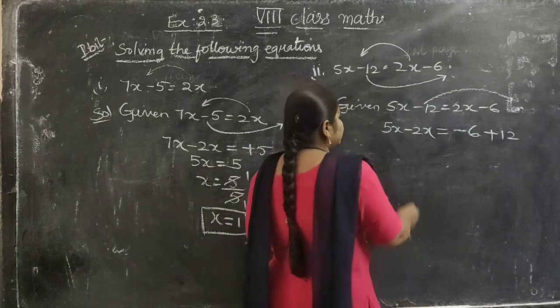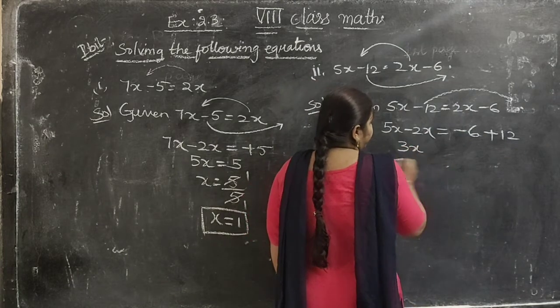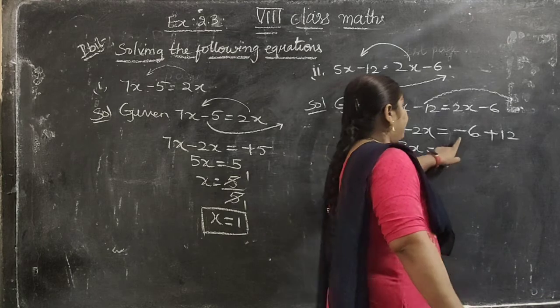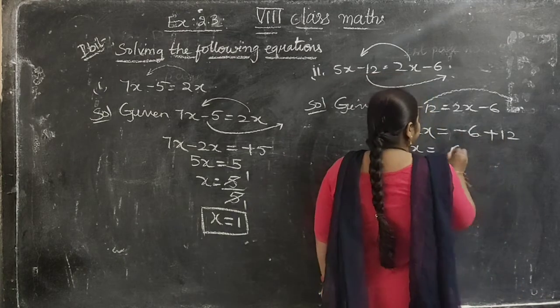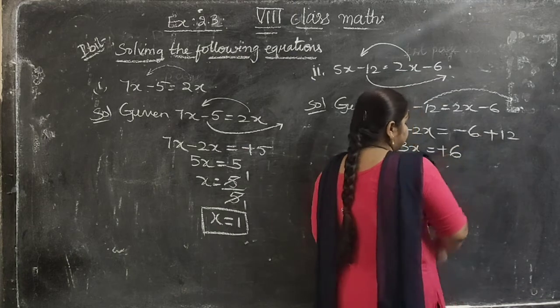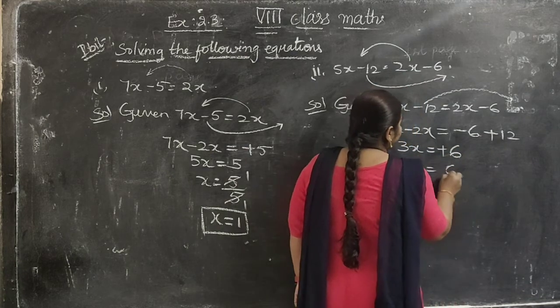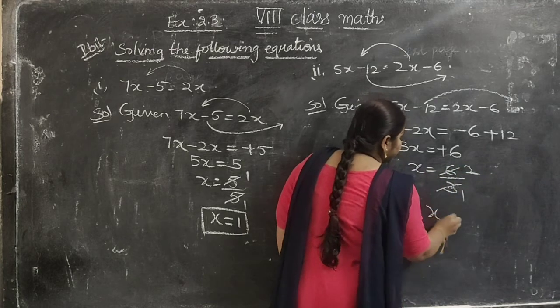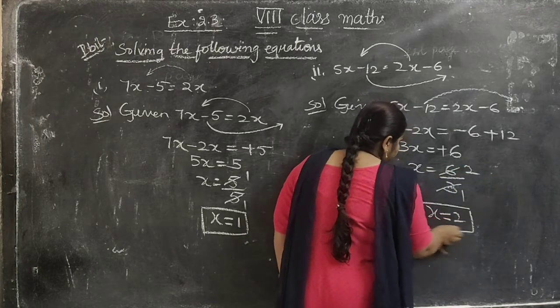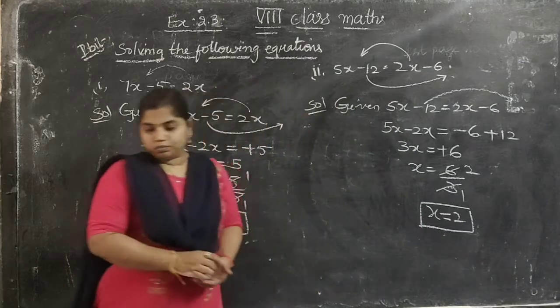So 5 minus 2 is 3, that is 3x is equals to minus 12 minus 6. Minus into plus is minus, bigger number sign is minus. Sorry, 3x is equals to 6. So x is equals to 6 by 3. 3 ones are 3, 3 twos are 6. So what is the x value you got? You got the x value as 2.